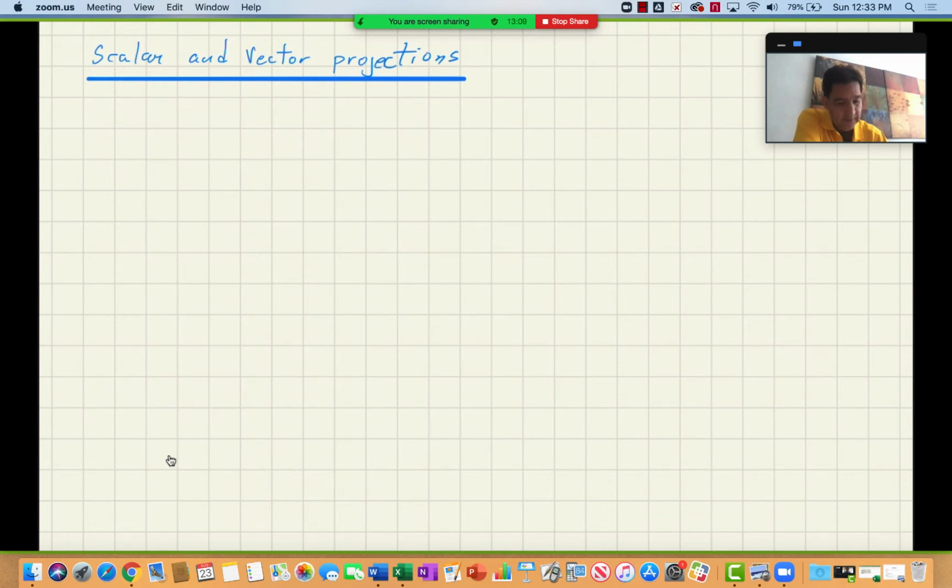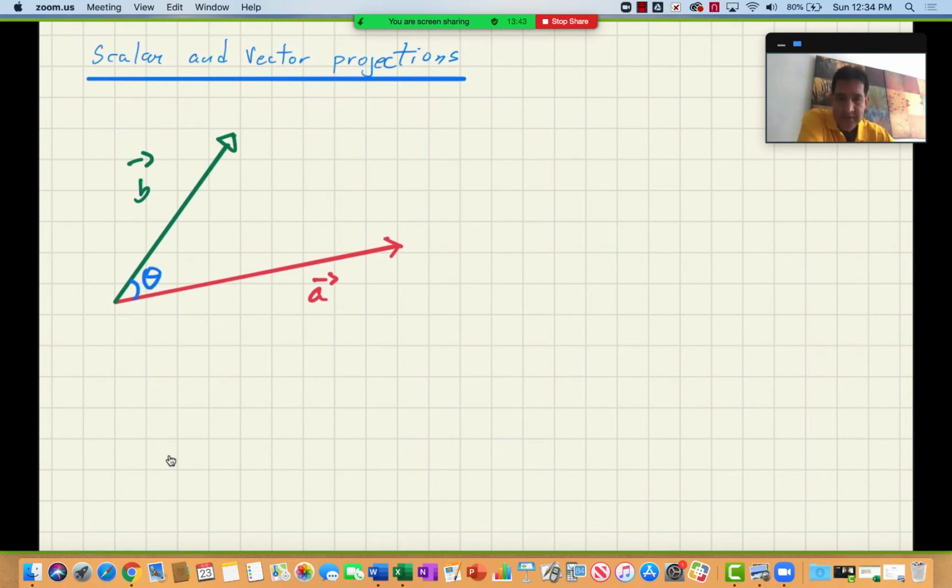Now, let's say we have a vector here. We're going to call it vector A. And then we have another vector going this way. And this is going to be called vector B. And it happens that sometimes these vectors are separated by a certain angle.